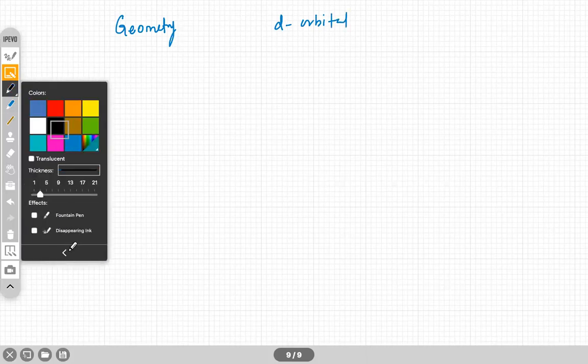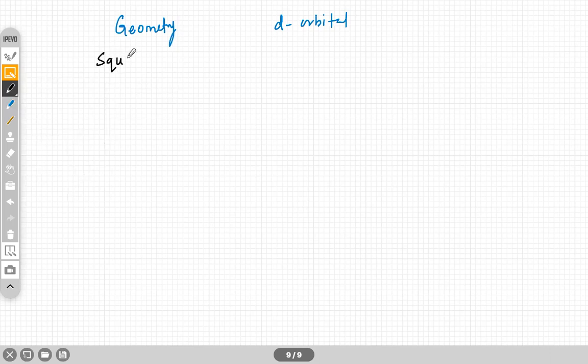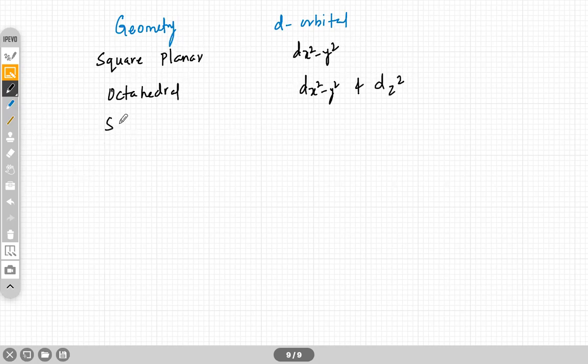If the geometry is square planar, the d orbital is dx square minus y square. If the geometry is octahedral or square bipyramidal, the orbitals are dx square minus y square and dz square. If it is square pyramidal, it is only dx square minus y square. If it is TBP, trigonal bipyramidal, it is only dz square. So these are the d orbitals involved in the geometry.